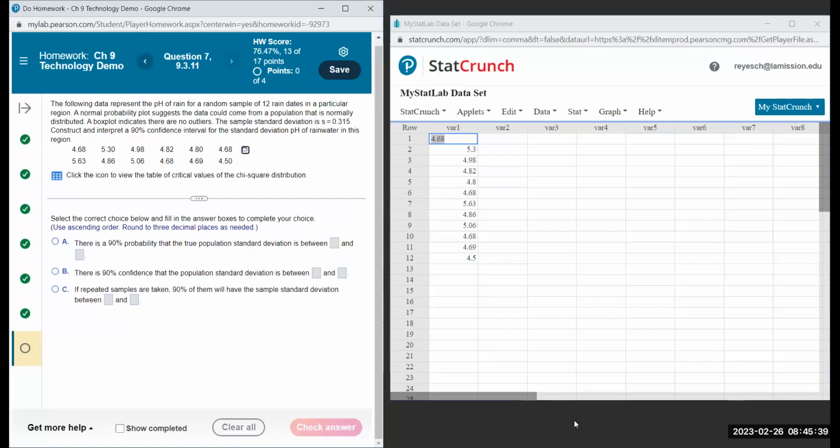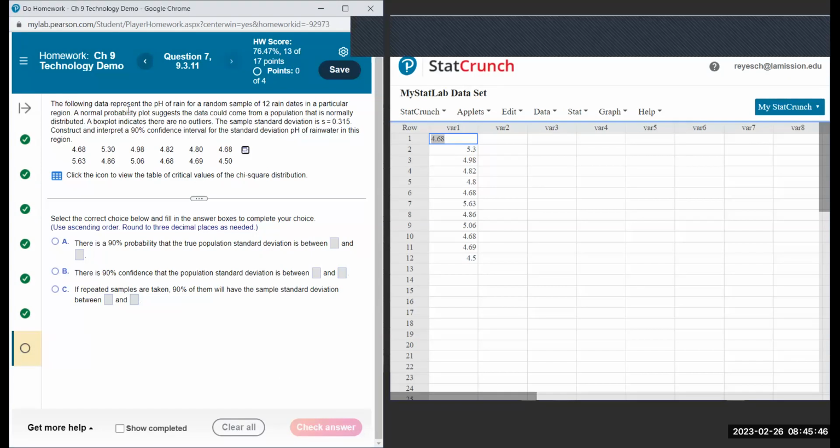There's no outliers in this set here. So the box plot indicates no outliers. They probably did a check of the critical value for a sample size of 12. Okay, so that means we can go ahead and do the analysis. The sample standard deviation is 0.315 units of acidity of pH. Construct and interpret a 90% confidence interval for the standard deviation. So here we go. 90% confidence interval for the standard deviation.